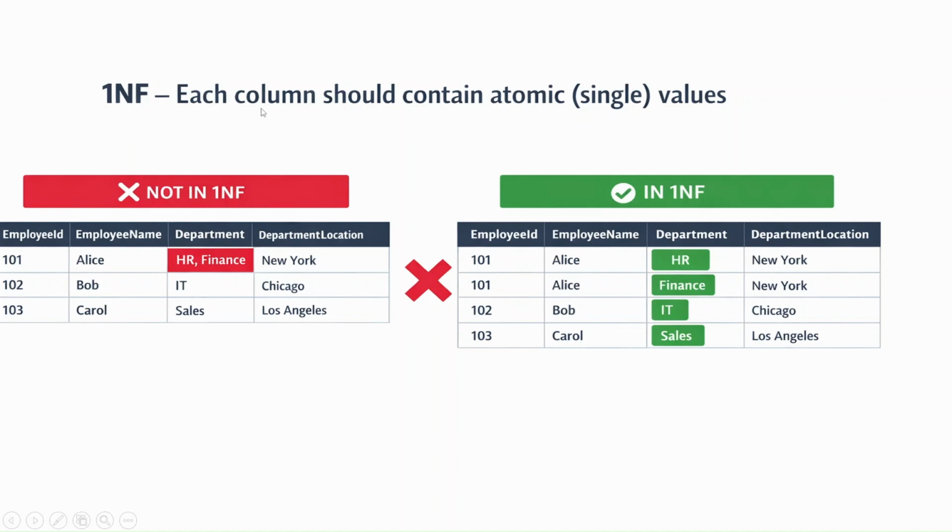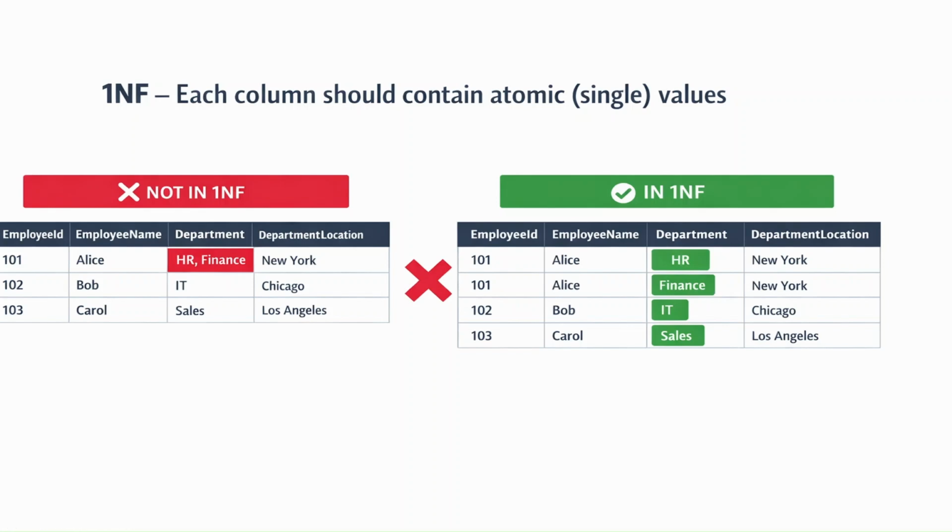Which says each column should contain atomic, meaning single, values. So this is the correct design. If Alice belongs to two departments, then we should have two rows: the first one for HR, the second one for Finance. We should not store data like this: HR, comma, Finance. Each cell should contain only a single value. So this is the correct design. The first cell contains HR, the second cell contains Finance.